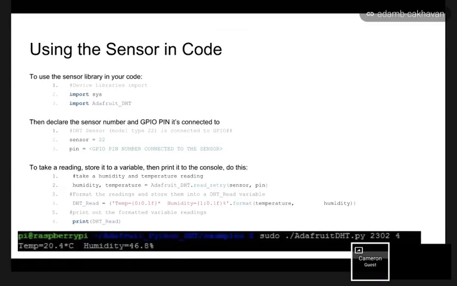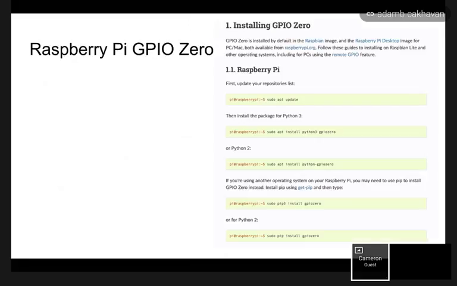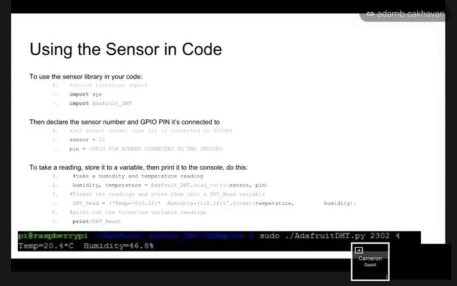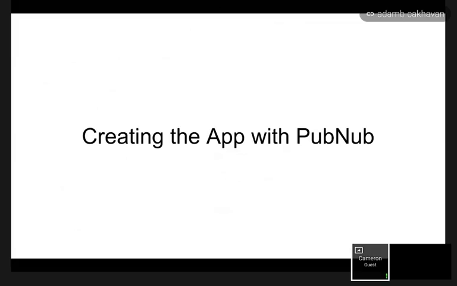So luckily, the push button is actually much more simple. We're just going to be using the GPIO Zero library. So we don't have to really worry about this, but this is just for completeness. If you want to use any type of IoT sensor, it all follows the exact same process. It's never any different. It's not supposed to be different. It's an industry standard. So now we can move on finally to creating the actual application with PubNub.